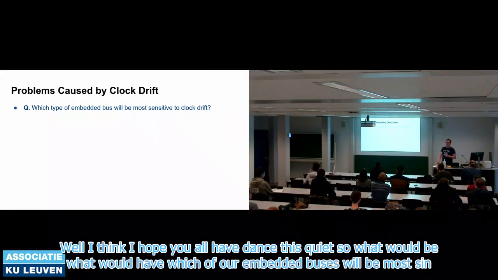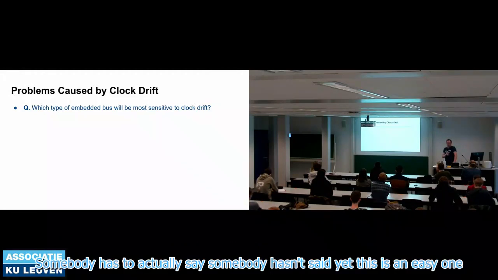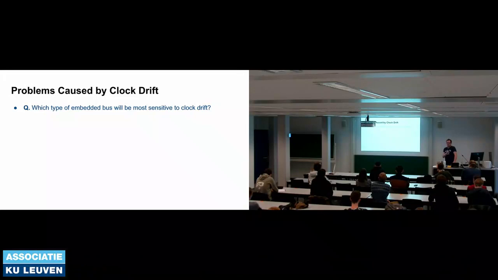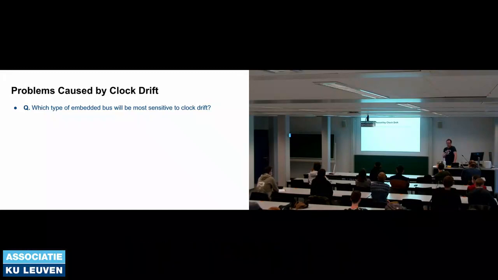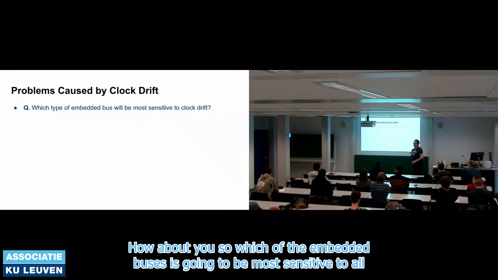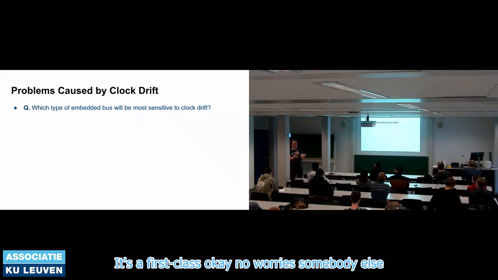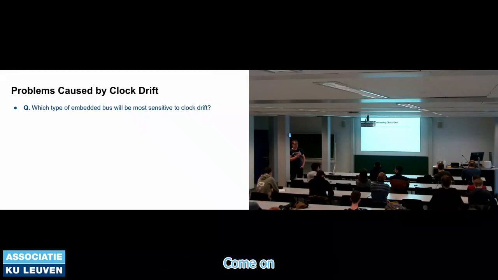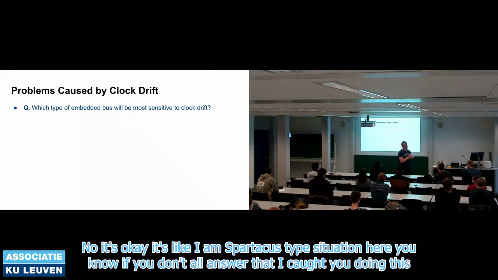Well, I hope you all know the answer to this question. So which of our embedded buses will be most sensitive to this problem? Somebody has to actually say. Somebody who hasn't said yet, this is an easy one. Somebody from the second row. We've got one embedded bus that's going to be sensitive to all these oscillator problems. I'm going to pick somebody. How about you? Which of the embedded buses is going to be most sensitive to our clock drift? It's your first class. Okay, no worries. Somebody else? Come on. I know you know the answer. Okay, how about you? No worries. It's like I am Spartacus type situation here. If you don't all answer, then I can't keep doing this.